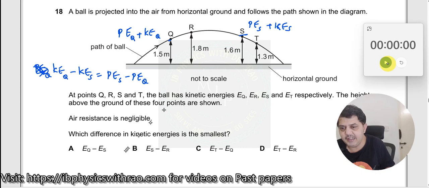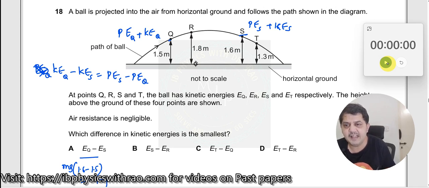So for each one of them, let us find out. EQ minus ES should also equal PES minus PEQ. So let us find the difference between these two and find which is the smallest one. Between Q and S, if I compare, this is 1.6 and 1.5. This should be mg into 1.6 minus 1.5, which is equal to 0.1 times mg. I'm not going to calculate anything here.